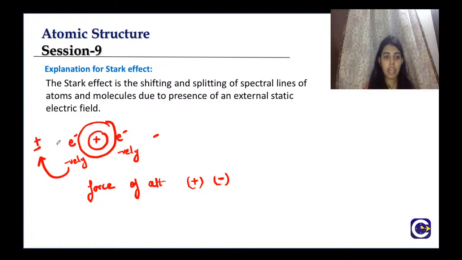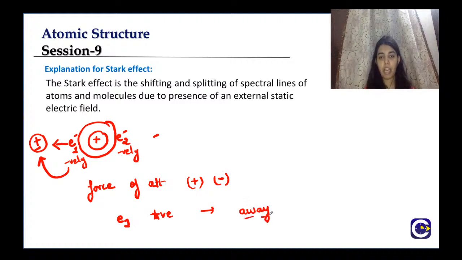Now this electron will move further away from the nucleus because it is attracted by this plate. It will move in this direction, away from the nucleus. Let us call them E1 and E2. E1 is attracted by the positive plate and is going away from the nucleus, while E2 is also moving towards the positive plate, so it is moving towards the nucleus.